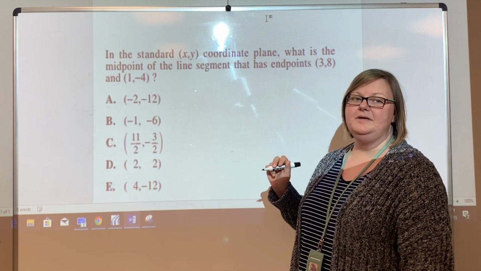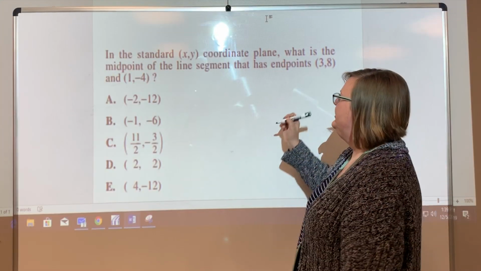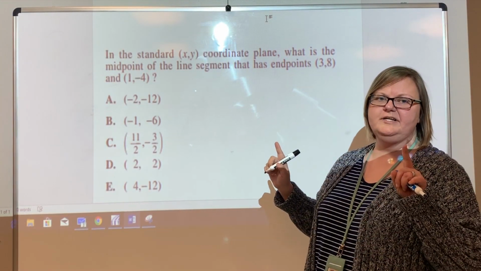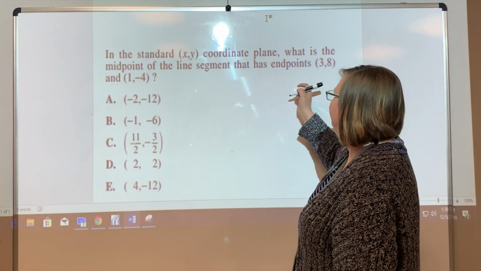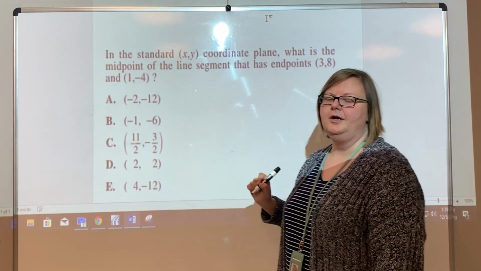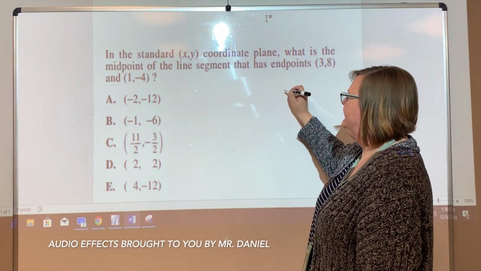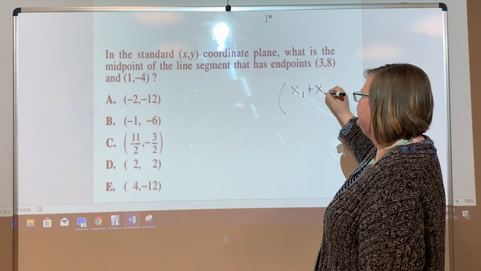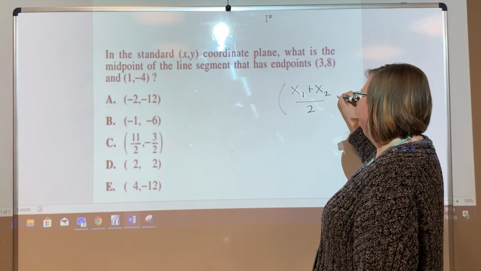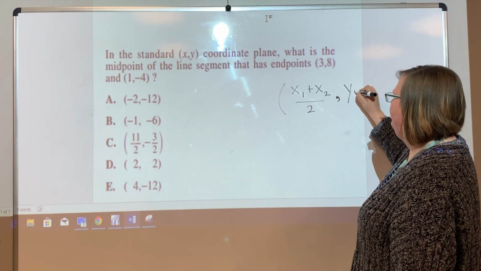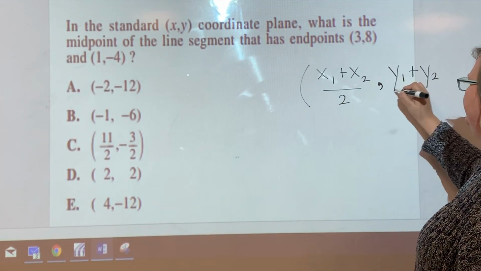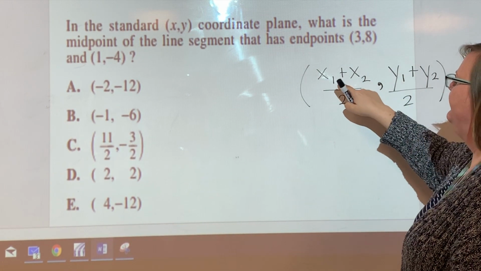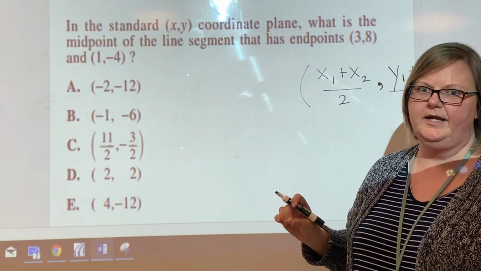Today we're going to learn about the midpoint of a line segment. So here you're given the coordinates of both endpoints, which are here and here. But first we need to talk about the formula. So we have the formula x1 plus x2 divided by 2, and we have y1 plus y2 divided by 2.